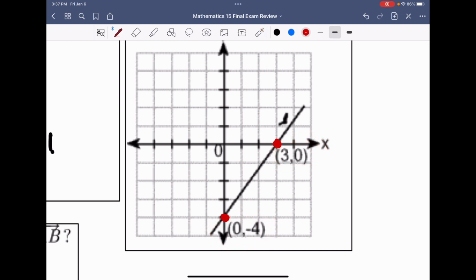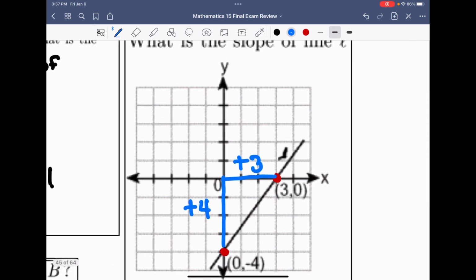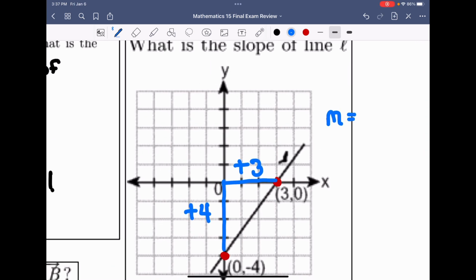So what we can do here is say, how much does it go up by? Well, it has to increase from -4 to 0, so +4 units. How much does it have to go right by? From 0 to 3, it goes +3 units. So now, when we talk about slope, m would be equal to 4 divided by 3. Now that can't be reduced anymore, so there's the slope.